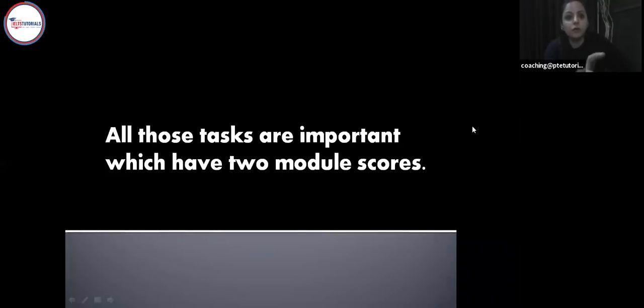First of all, go for high weight tasks, because it is really very important to know from which particular tasks I will get the maximum score. Some people need 65 plus, and some people need 79 plus. When a person needs 65 plus, 7 each, he or she should do high weight tasks, meaning 2 module score tasks. A person should focus on those tasks.